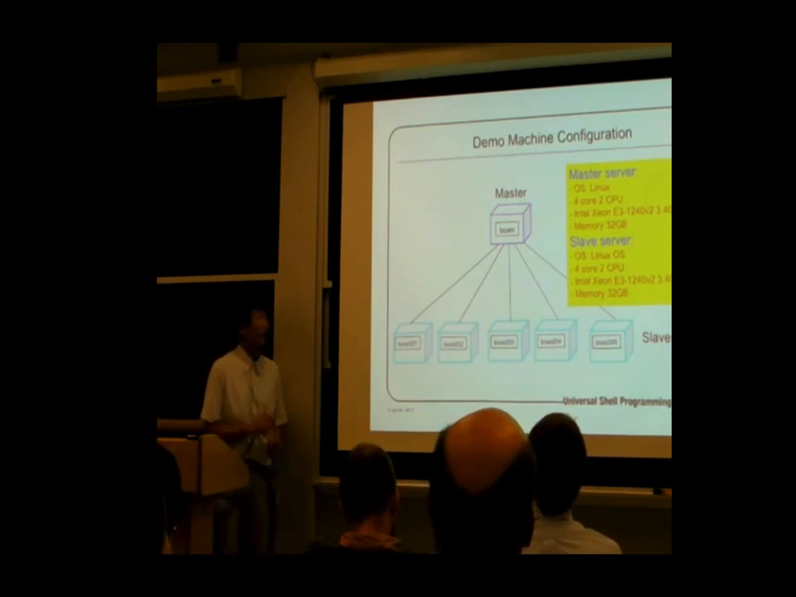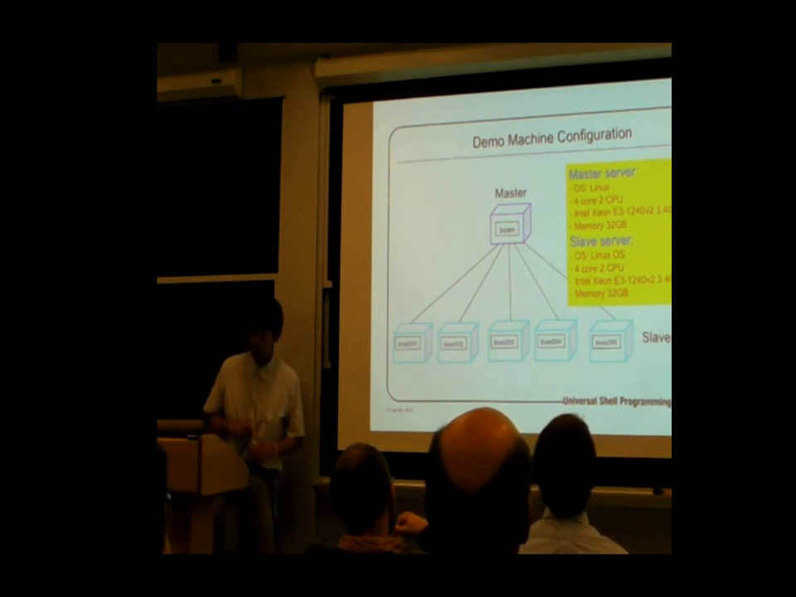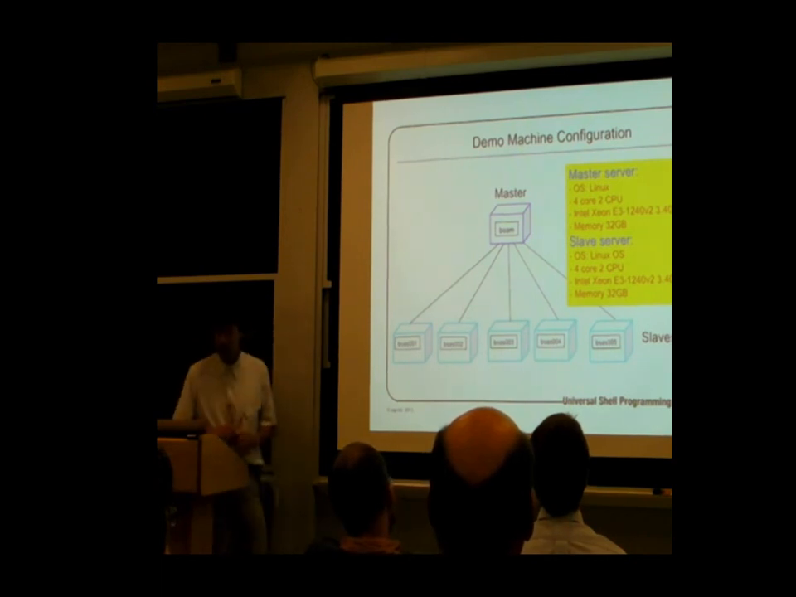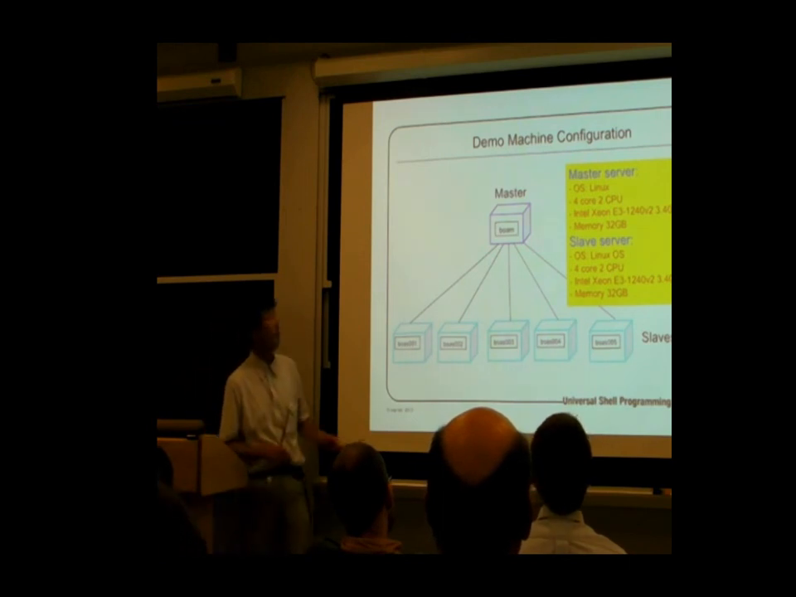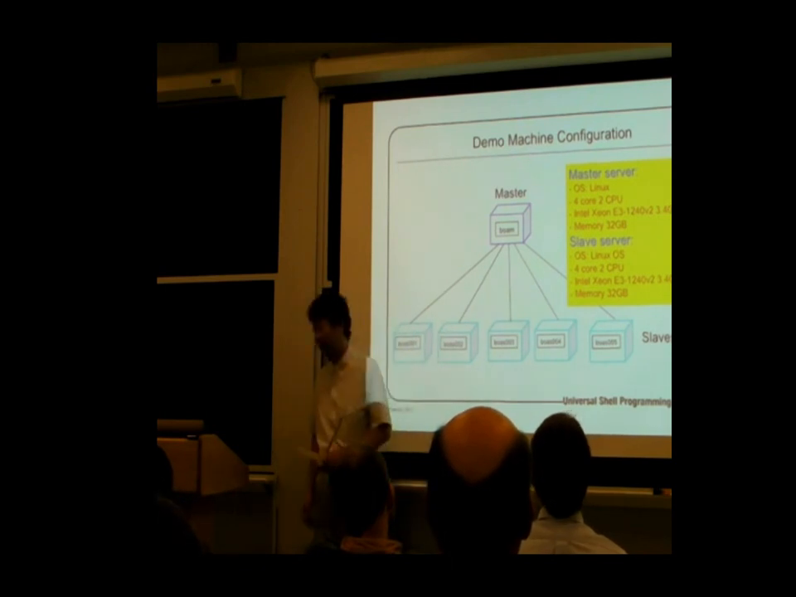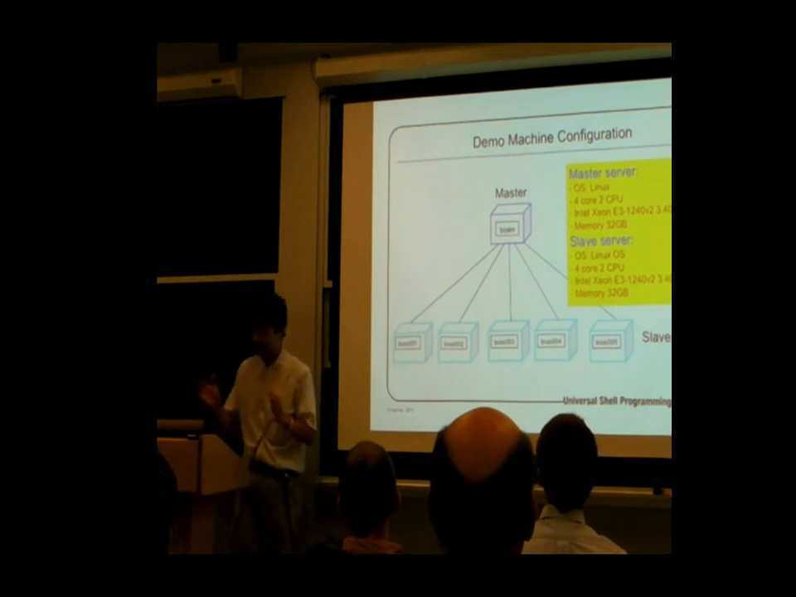And this is the Bohr configuration: one master and five slave servers. Every server has two CPUs with four cores, the CPU model is Xeon E3 at 3.4 gigahertz, and the memory is 32 gigabytes. Every server has the same specification, connected with high-speed InfiniBand.